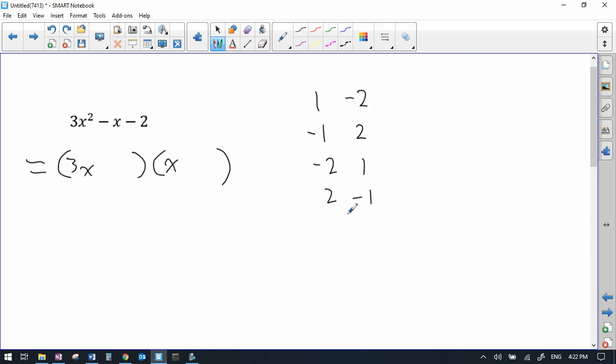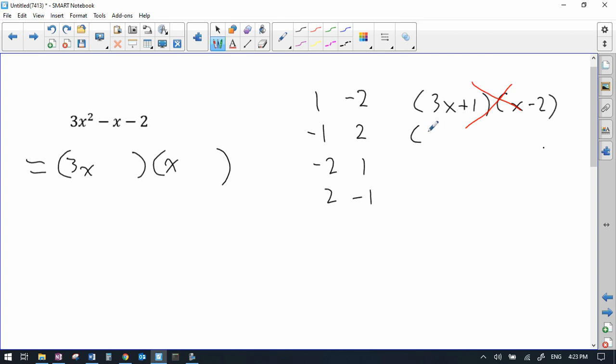So I could just start trying a few combinations here. You know, the first one being 3x plus 1 and x minus 2. Does that work? Let's just see. 3x times x. It's nice to be able to do FOIL in your head, by the way. 3x times x is 3x squared. I get a minus 6x and a plus 1. So like this one definitely is not going to work. It's not going to give you the right middle term.